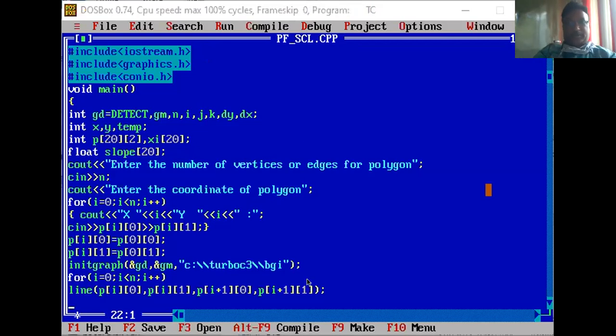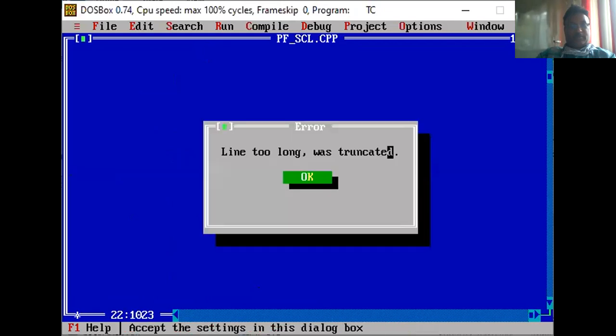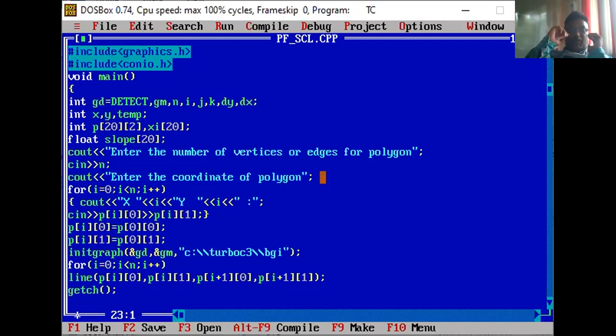Now, once you draw it, so that you have to read one character, suppose. So here you have to write getch, read any character. Now from this you have to start your scanline fill algorithm. So here I have to first calculate the slope of the line. Okay, so what will be the intersection point?